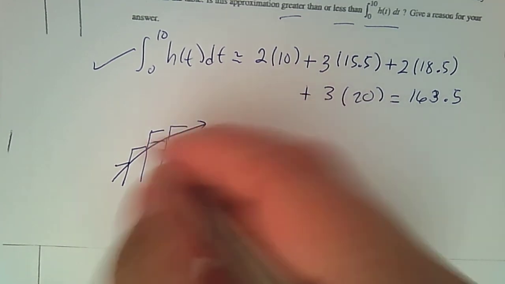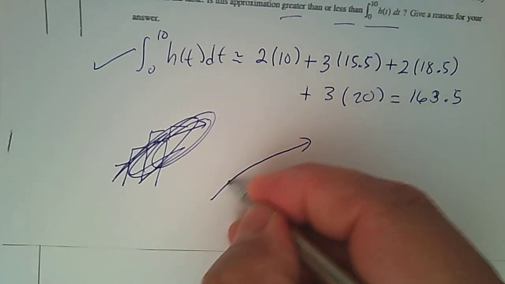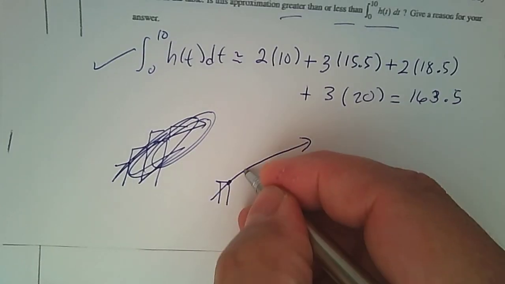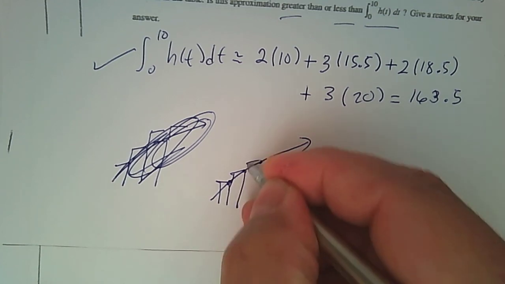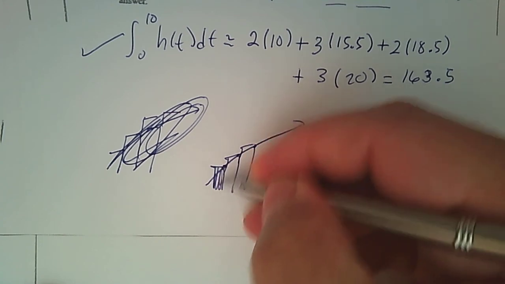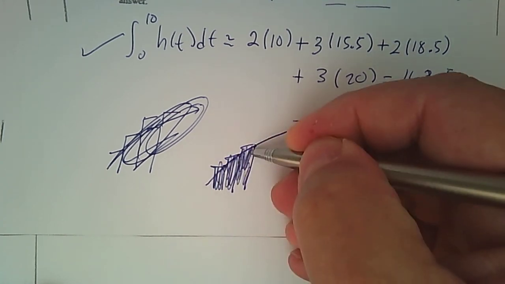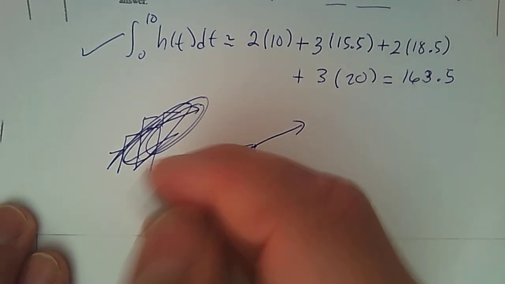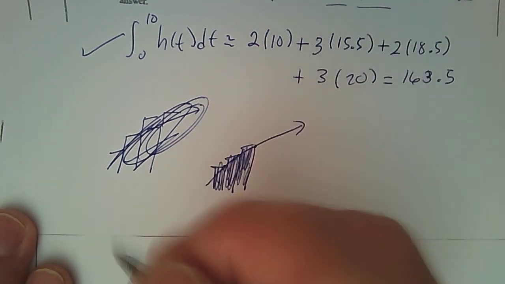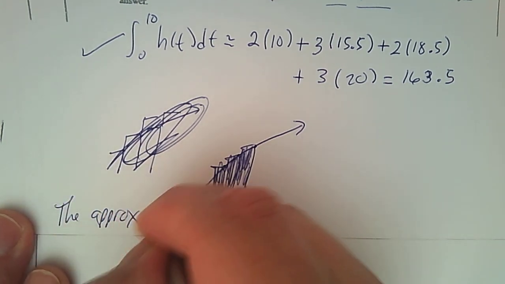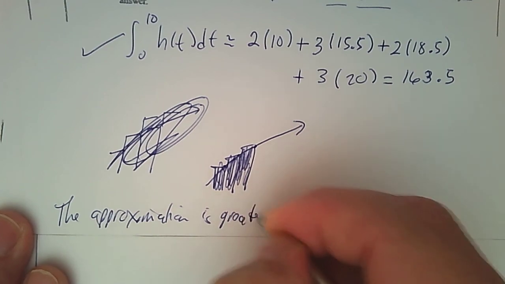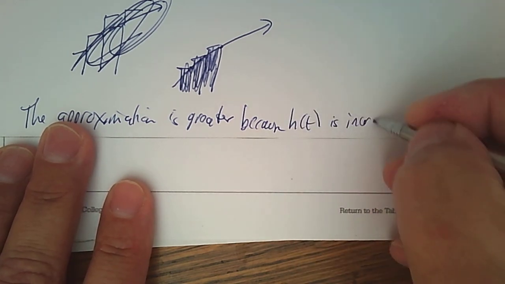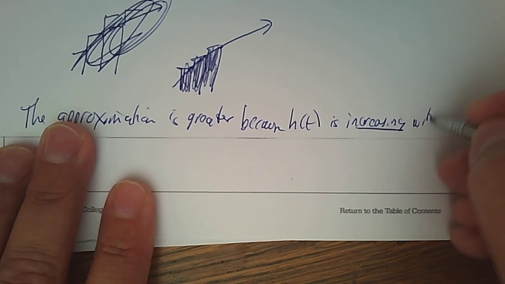Let's do it right. All right, here, a right Riemann sum. So you're using the right value all the time. Is it going to be an overestimate or an underestimate? As you're moving along here, are these rectangles more or less than the area under the curve? It overlaps the curve above it. So when it asks whether it is greater than or less than, the answer is, the approximation is greater because h(t) is increasing with a right Riemann sum. And that's what they want to see.